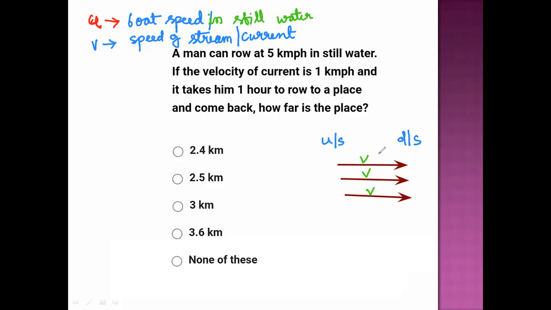Suppose I have a boat here, and this boat has to move towards the upstream side. When the boat is moving towards the upstream side, the speed of the boat in still water is in this direction, which is equal to u. We call u the boat speed in still water, or simply the boat speed. But we move in this direction, towards upstream.